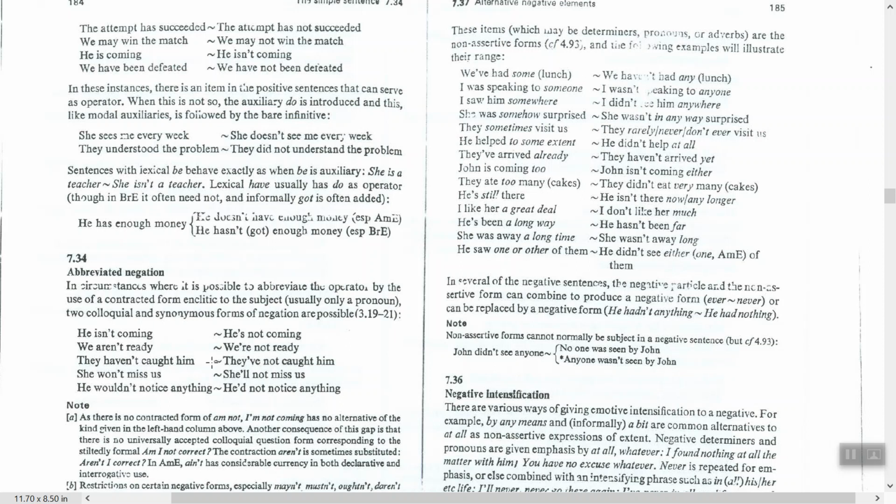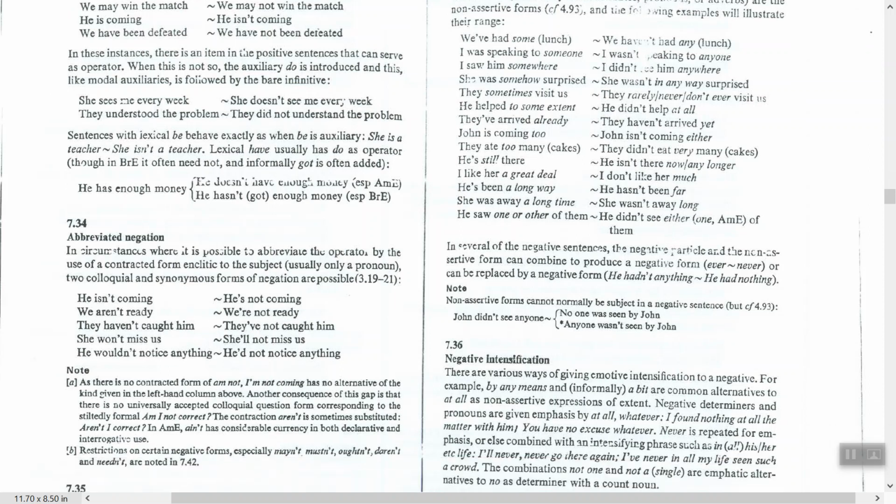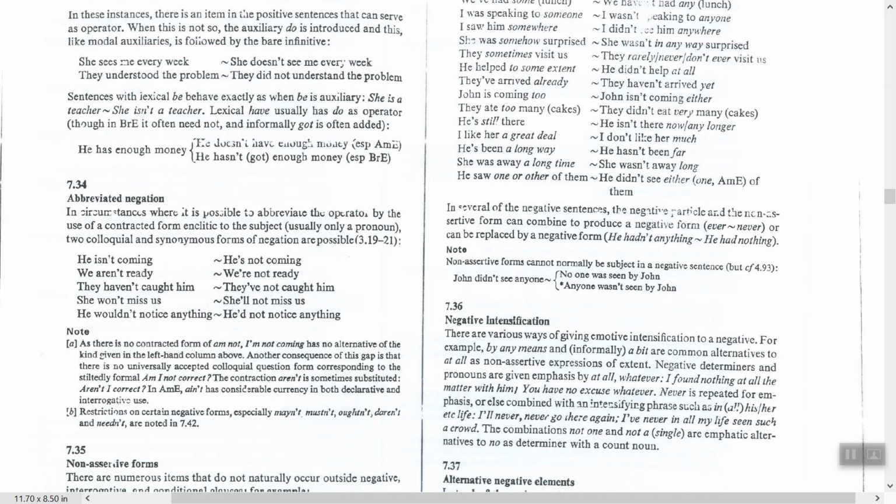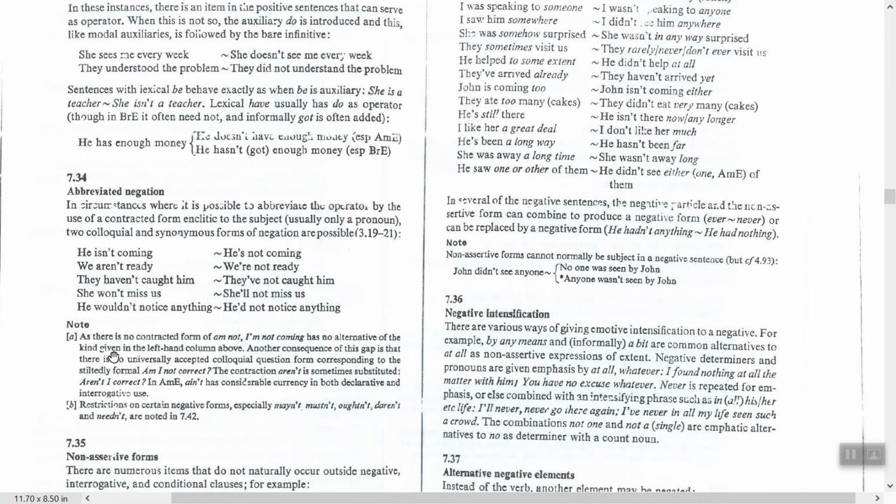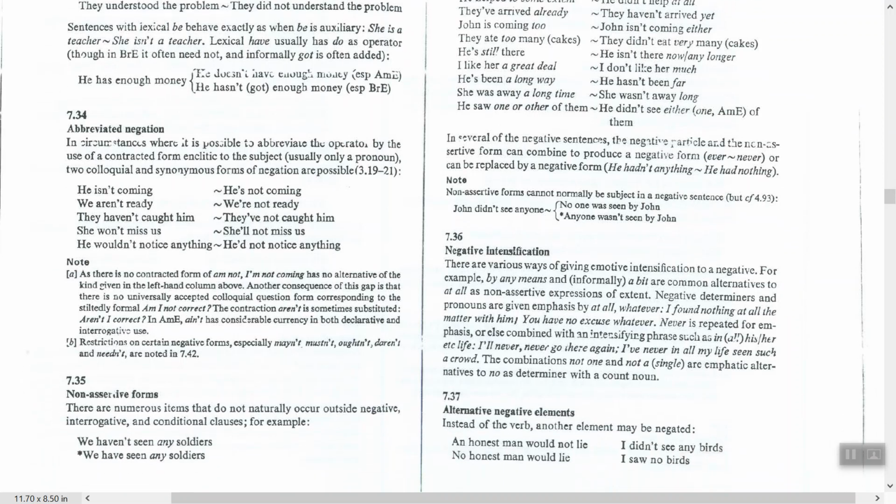How are you used to using any sentence? When you speak, you usually say he isn't coming or he is not coming. Both of them are right. But here, there is no contracted form of I'm not coming. It has no alternative. You have to read this note.